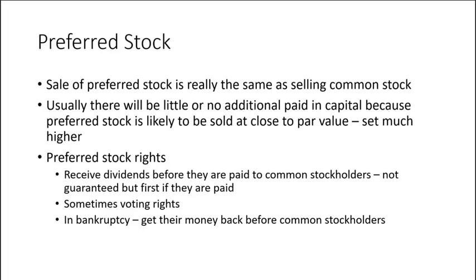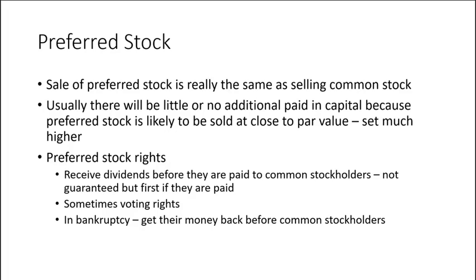Usually there will be little or no additional paid-in capital because par value for preferred stock is set much higher than par value for common stock. It's usually set at $100 per share, and that's usually what it's sold for. So it's usually sold a lot closer to par. The par value for common stock is usually very low, and so you sell it for more than the par value. But that's not usually the case with preferred stock.